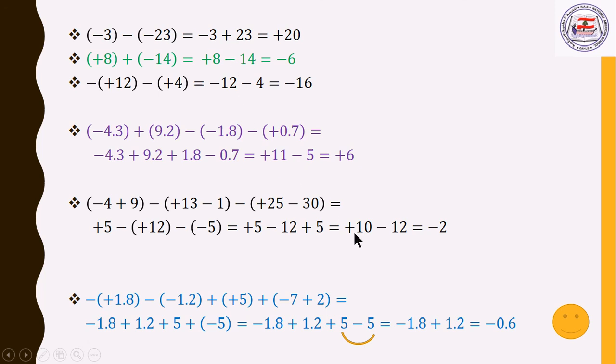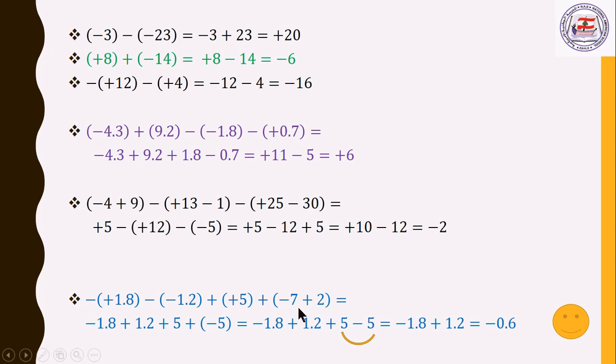Please read all of these. I will choose the last one to say it for you. Minus plus 1.8. Minus minus 1.2. Plus plus 5. Plus minus 7 plus 2. This will be minus times a plus, minus, minus 1.8. Minus times minus, plus, plus 1.2. Plus times a plus, plus, plus 5.